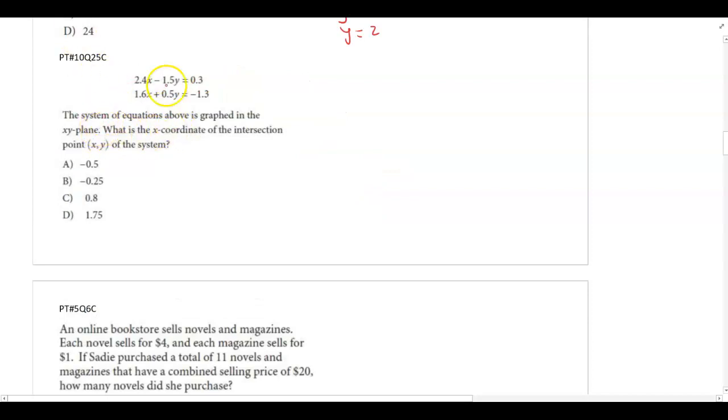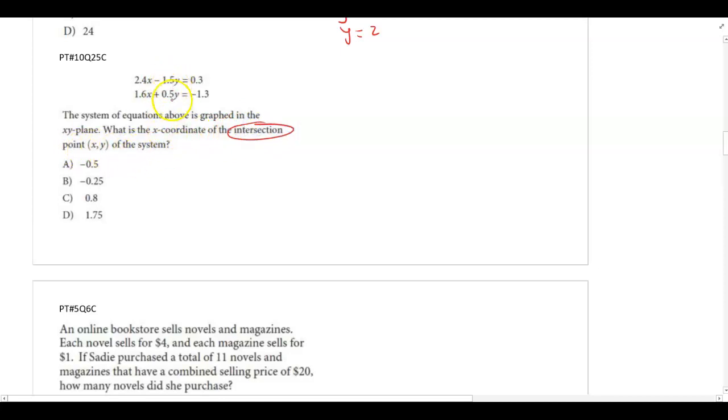So the next one. These decimals make it look a little more difficult, but realistically, it's not that bad. Now, this problem is a calculator-based problem, so you can use the calculator. So let's take a look. It says the system of equations is graphed in the xy plane. What is the x-coordinate of the intersection point (x, y) of the system?